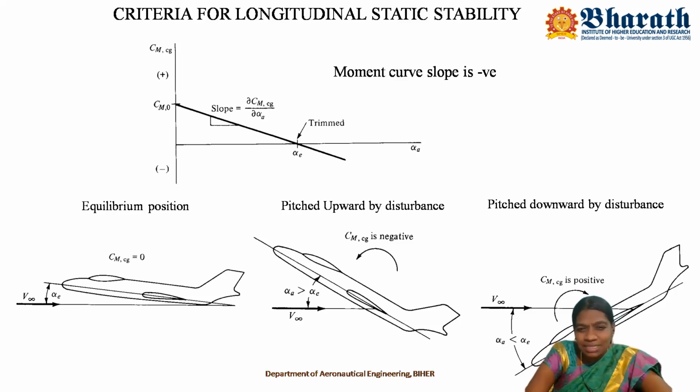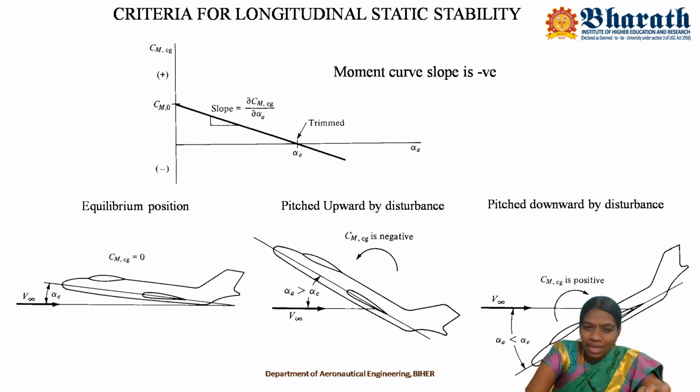And you see, along the x-axis, the coefficient of moment is 0. So here at the point alpha E, which is the trimmed angle of attack, E for equilibrium, the coefficient of moment about the center of gravity is 0. Similarly, along the y-axis, alpha A is equal to 0. So here at the point CM naught, alpha A is equal to 0.